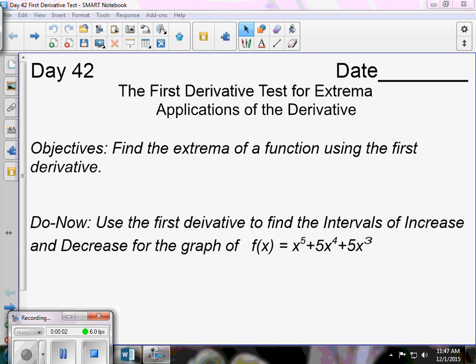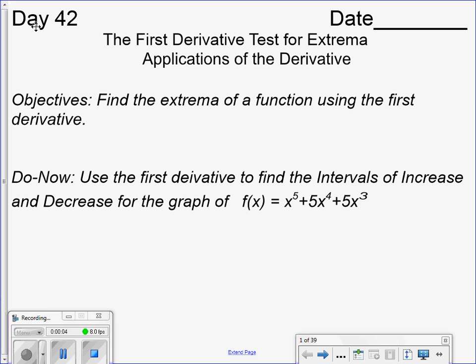Okay, and here we are. Yeah, I just gave the kids 3 seconds and they're already finished with this do now. All right, so let's get this going.